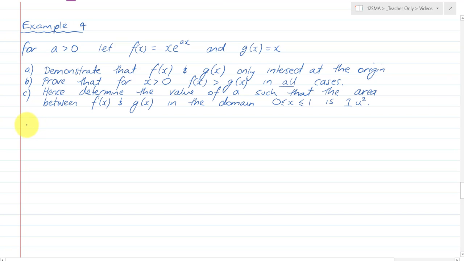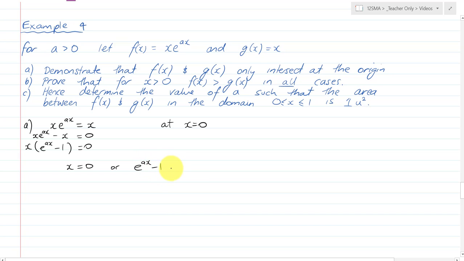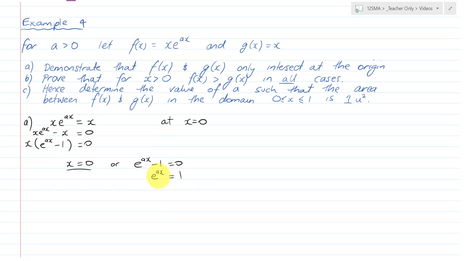So to show that they intersect, in A, I want to show that x e to the ax only equals x at 0. The origin is at x equals 0. So I'm going to go through and solve this like normal. I get x e to the ax minus x equals 0. This means that I can now use the null factor theorem to solve. I'll take x out as a common factor: x times e to the ax minus 1 is equal to 0. And the null factor theorem says that x equals 0, or e to the power of ax minus 1 equals 0, which means that e to the power of ax equals 1.